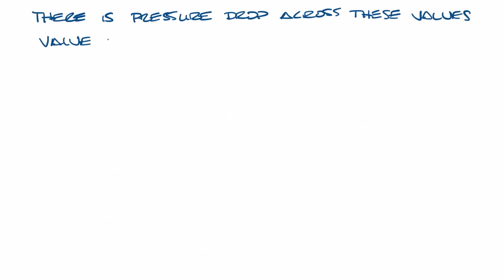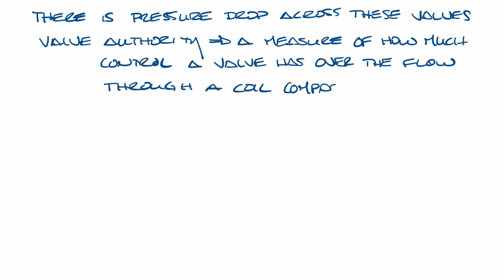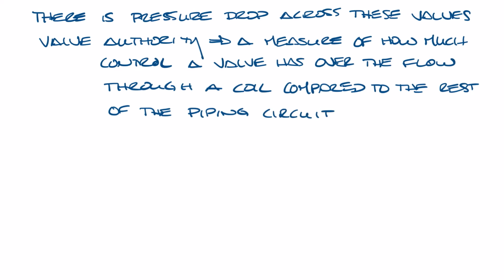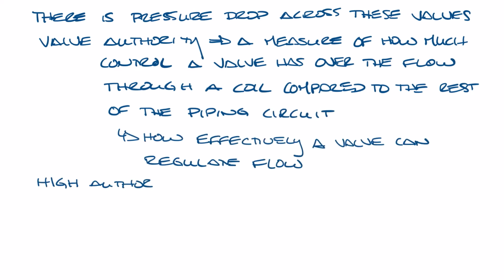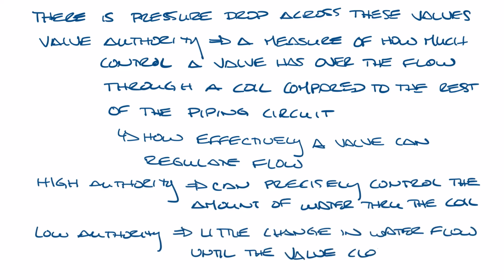I did a video a while back on valve authority. I'll link it below, but here's a quick refresher. Valve authority is the measure of how much control a valve has over the flow through the coil compared to the rest of the piping circuit. It tells you how effectively a valve can regulate flow. If a valve has high authority, it can precisely control the amount of water going through the coil. If it has low authority, there'll be little change in water flow until the valve actually closes.